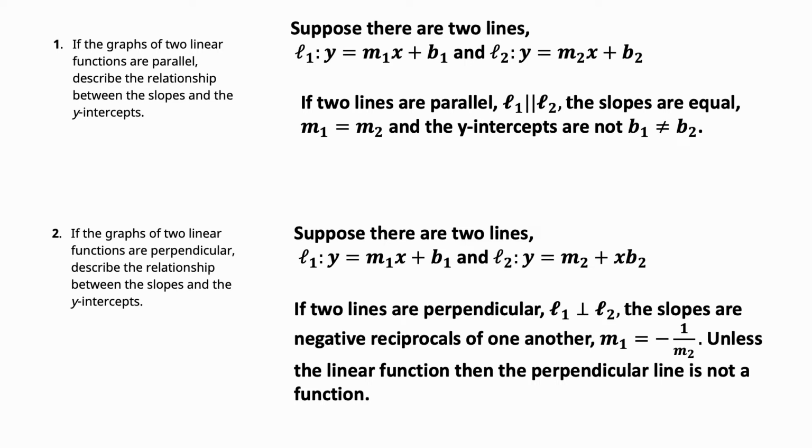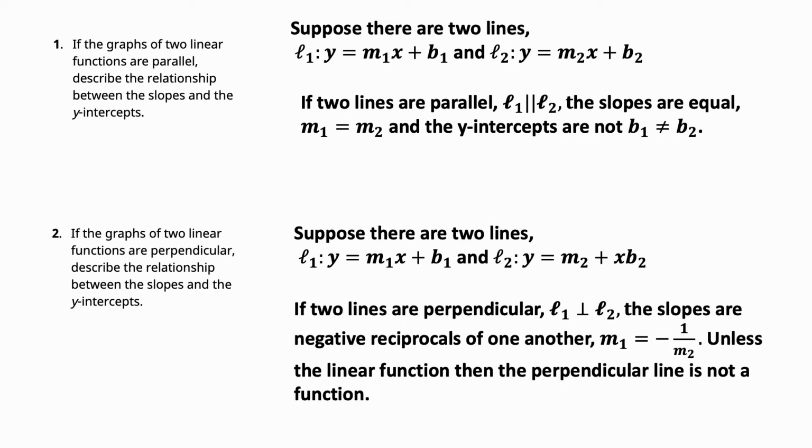If the graphs of two linear functions are perpendicular, describe the relationship between the slopes and the y-intercepts. All right, so suppose the two lines, same thing as above, but this time L1 and L2 are perpendicular. Then we know that the slopes are negative reciprocals of one another. Intercepts don't really matter, because they're turned in different directions, so they could have the same intercept or they could be different. That doesn't really come into play here.